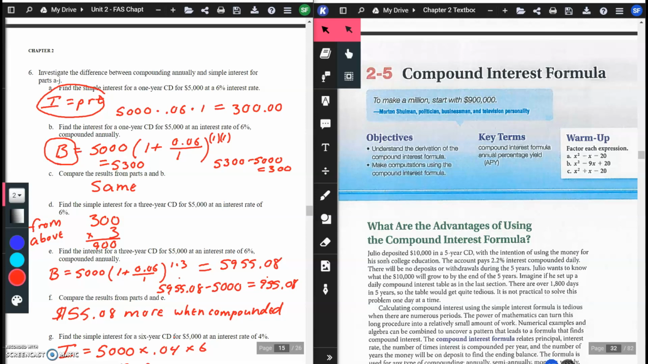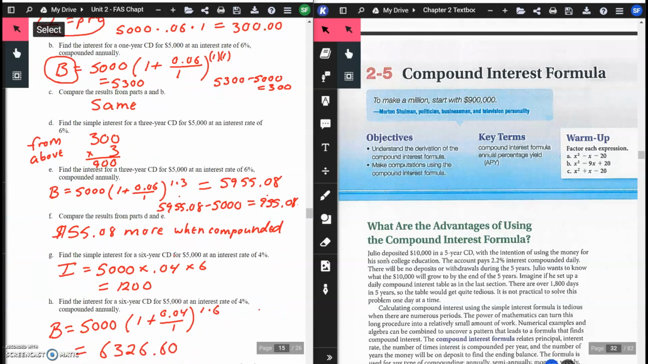Part D, find the simple interest for a 3-year CD at $5,000 with an interest rate of 6%. Well, we know a 1-year CD was $300. So if it's 3 years, for simple interest, you just multiply it by 3. It's $300 per year, which gives you a total of $900 worth of interest after 3 years.